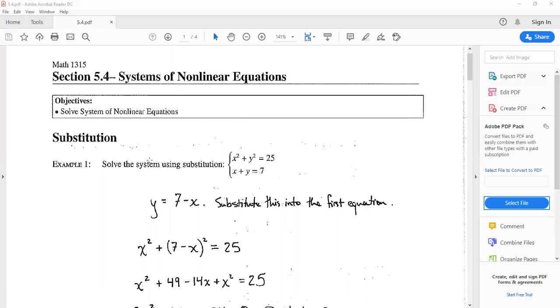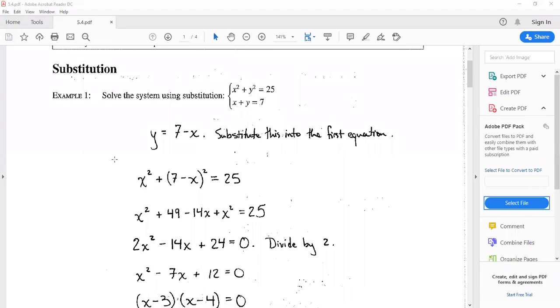So let's take a look at this first one. They ask us to use substitution. They give us this first equation, which is not linear, right? Because we have x squared and y squared involved. So we have x squared plus y squared equals 25. And the second equation, which is linear, is x plus y equals 7. To use substitution, I'll solve the second equation for either one of the variables. I picked y in this case, so y equals 7 minus x. And now substitute that back into the first equation. That becomes x squared plus the quantity 7 minus x, squared, equals 25.